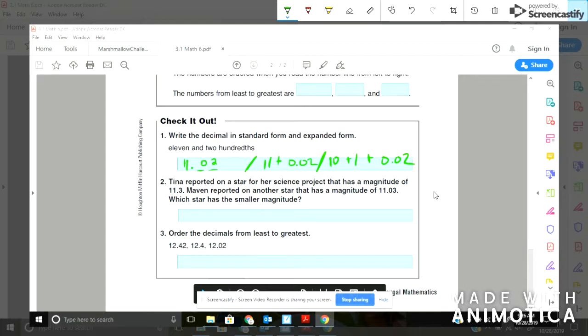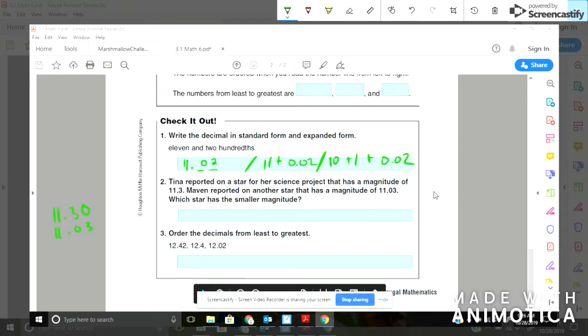All right. The next one, it says, Tina reported on a star for her science project that has a magnitude of 11.3. Maven reported on another star that has a magnitude of 11.03. Which one has the smaller magnitude? Okay, so we're comparing 11.3 to 11.03. Okay, notice how here I'm going to insert a 0, so I have the same number of decimals.